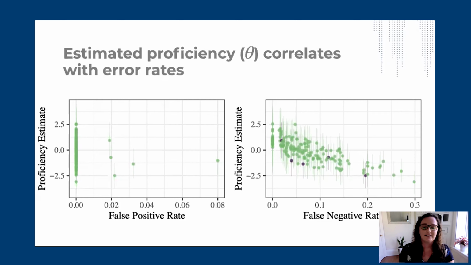And so this is great. This is exactly what we would want. But we also see that this isn't a perfect line. And so there's some variability around the line. The error rate or the percent correct isn't totally determining this proficiency estimate.